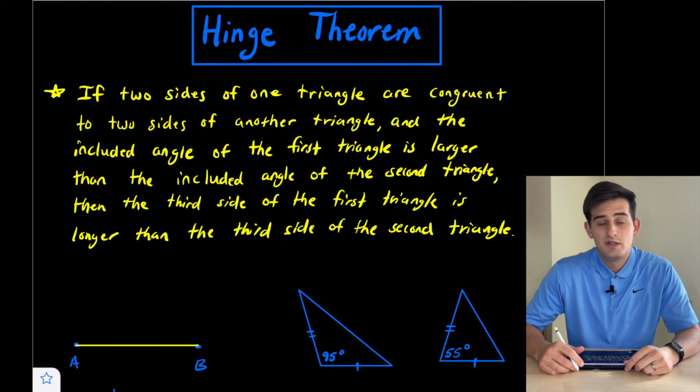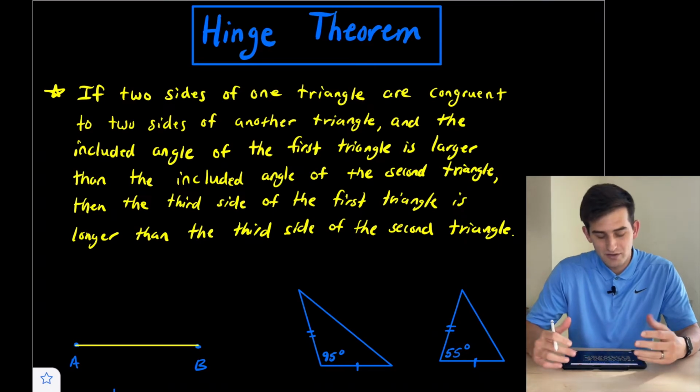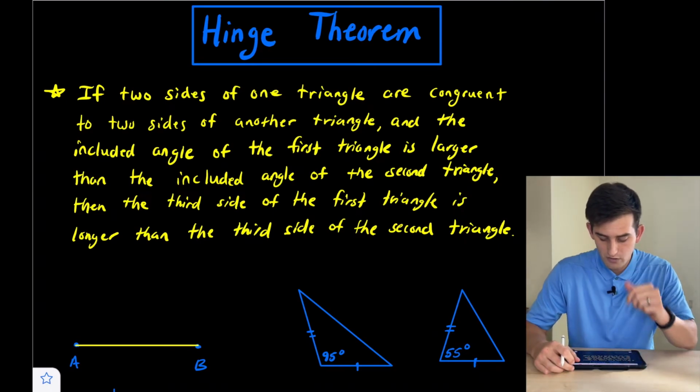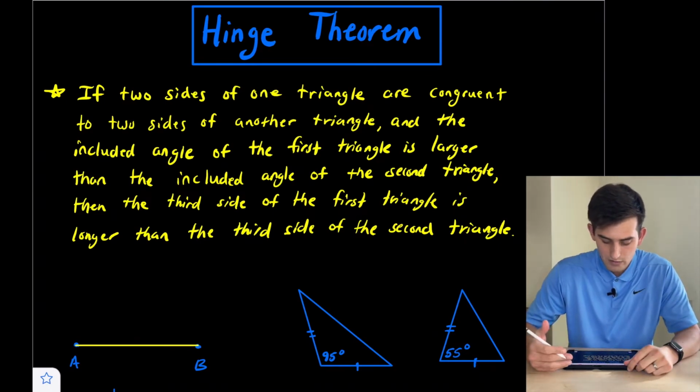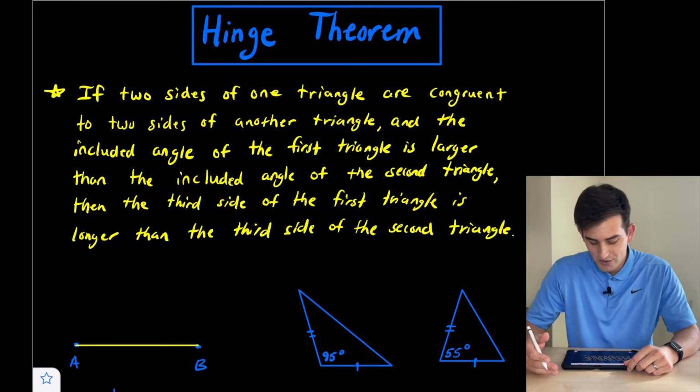Hello everybody, in this video we're going to talk about a theorem in geometry known as the Hinge Theorem. It's kind of a long one, so let's just read through it. It says if two sides of one triangle are congruent to two sides of another triangle, and the included angle of the first triangle is larger than the included angle of the second triangle, then the third side of the first triangle is longer than the third side of the second triangle, right?